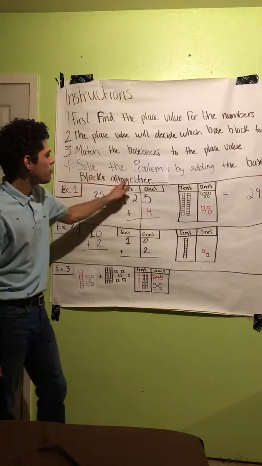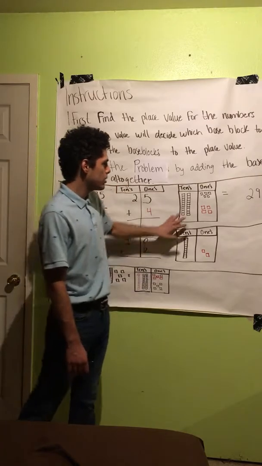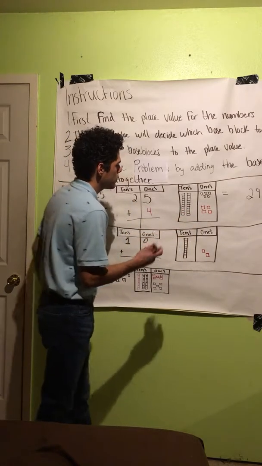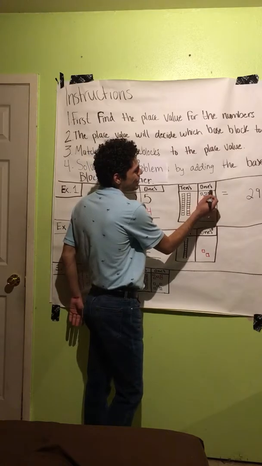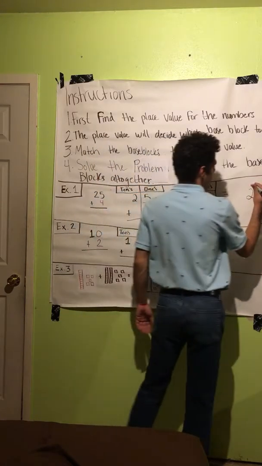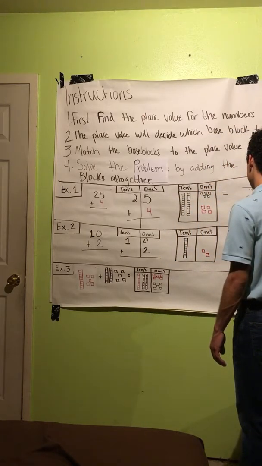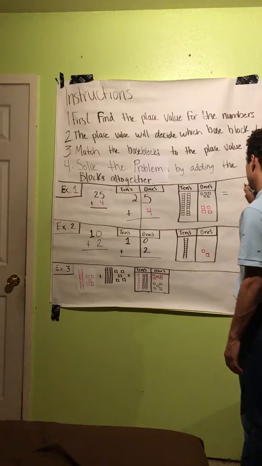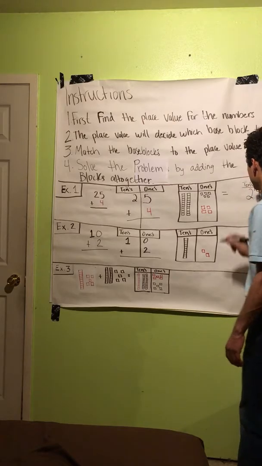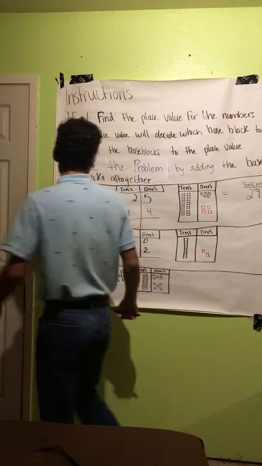In the ones, 5, 5 in the ones, 4 ones, 4 ones. Alright, then you're going to solve the problem by adding the base blocks all together, as we did before. So let's go again. 1, 2, 3, 4, 5, 6, 7, 8, 9. Here, I put a little diagram. This is a 1 still. This is in the tens. Alright, ones, 9, tens, 2. So now we're going to go to example 2.